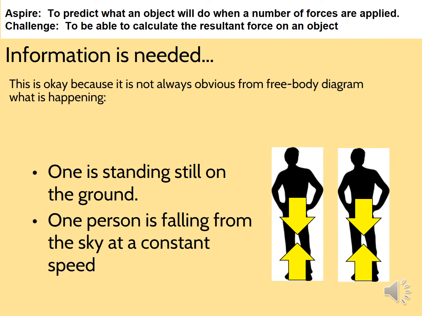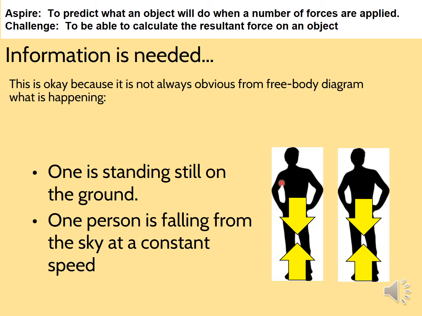So information is needed, and this is the point again that I would like to make. It's not always obvious from free body diagrams what is happening. We've got two figures here. Both of these figures are identical. They have equal sized arrows. One is standing still on the ground and the other one is falling from the sky at a constant speed.